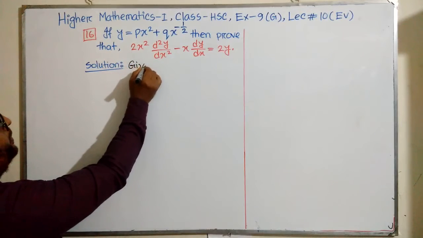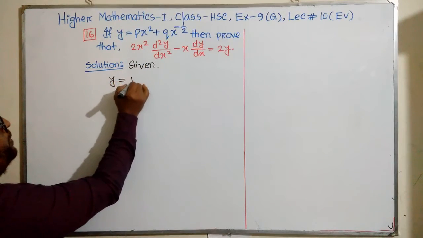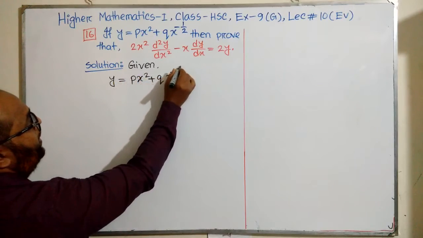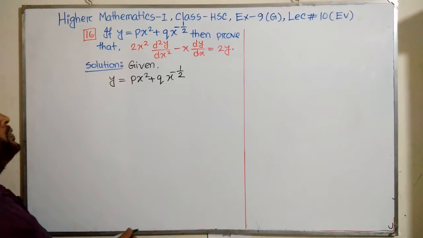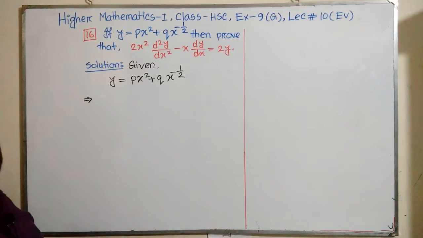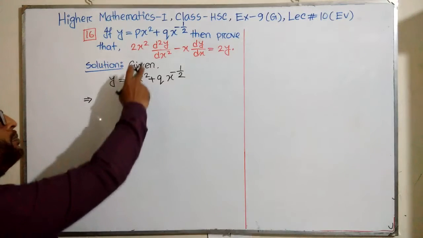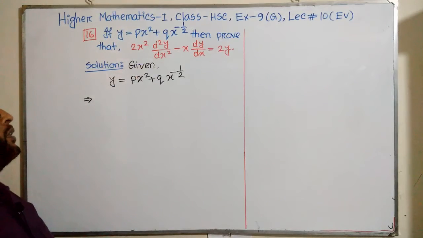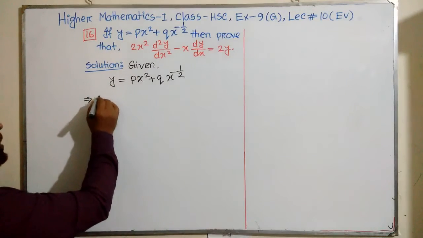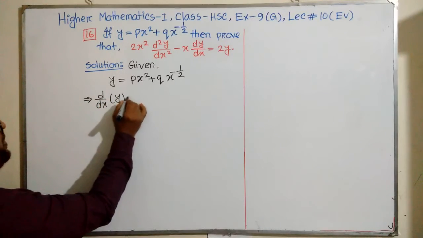Given y equal p x square plus q x to the power minus 1 by 2. Now we have to differentiate both sides with respect to x. To prove this equation, we have to differentiate this equation 2 times. Okay, now differentiate both sides with respect to x.